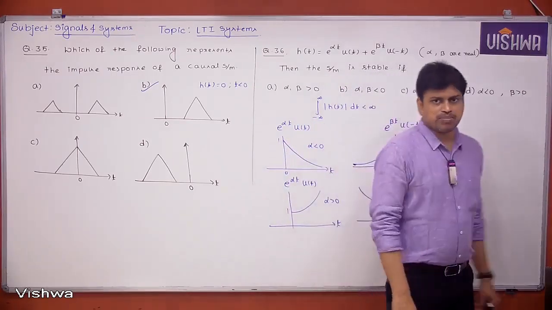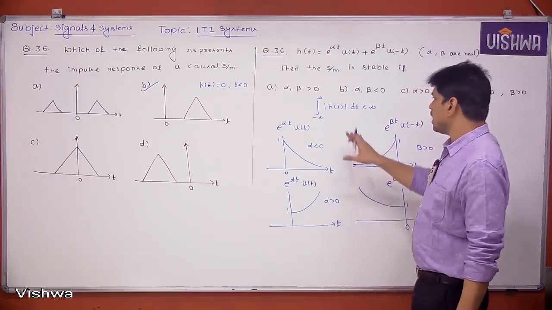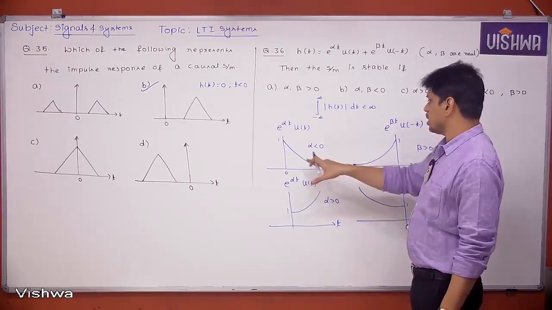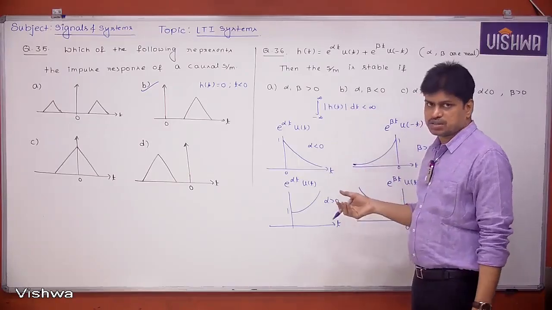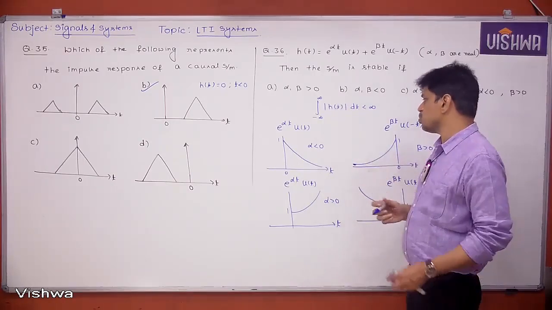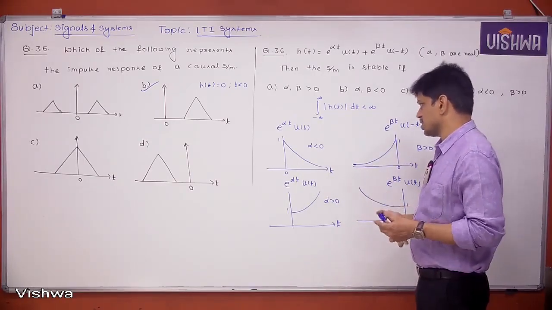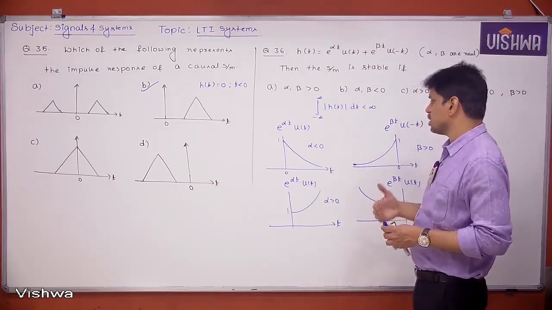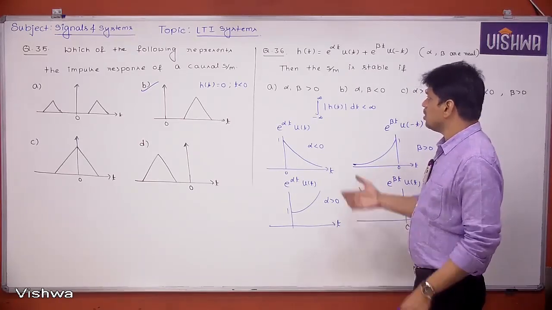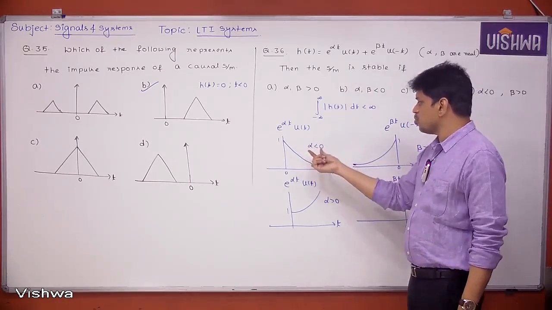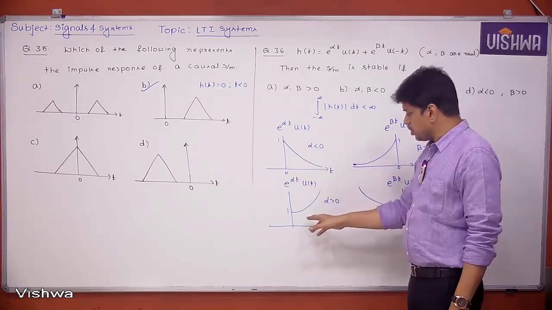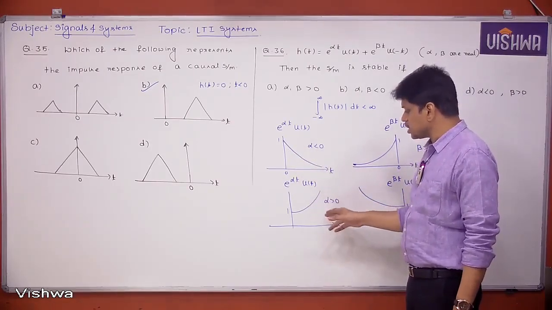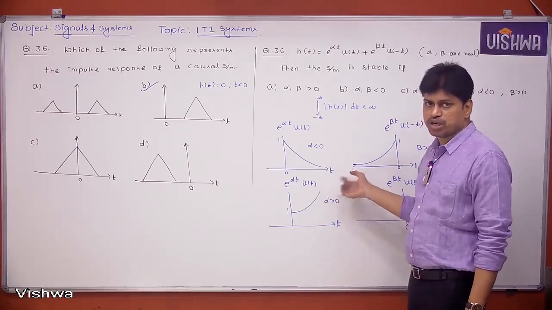So you tell me, if I try to find the area under mod h of t, because it is real and positive, mod won't make any difference. If h of t is real and positive, then the modulus is not necessary. So we simply have to find the area under the h of t curve. If h of t is e power alpha t u of t like this, then the area under this curve is a finite value. But if you consider this one, the area under it is infinite because it is an unbounded function.